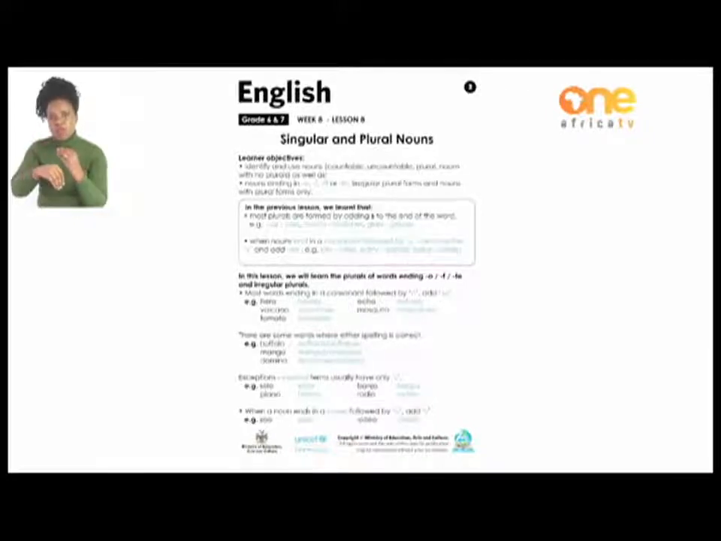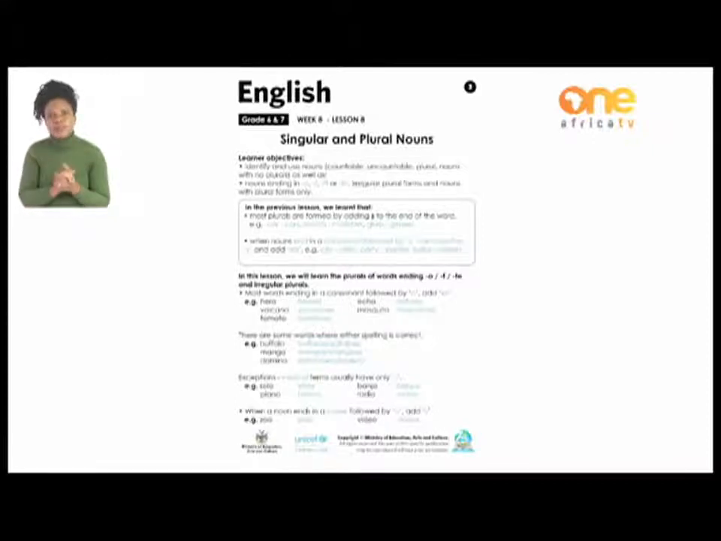Mosquito, mosquitoes. Tomato, tomatoes. There are some words where either spelling is correct. In other words, you can only add an S or you add ES. For example, buffalo, it's buffaloes with an S or buffaloes with ES. Mango, mangoes or mangos. Domino, dominoes, dominos with only one S. However, there are exceptions.